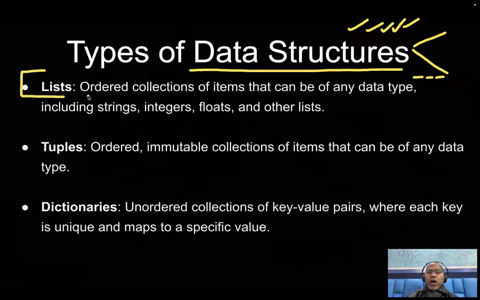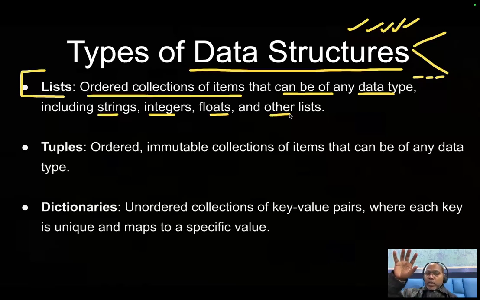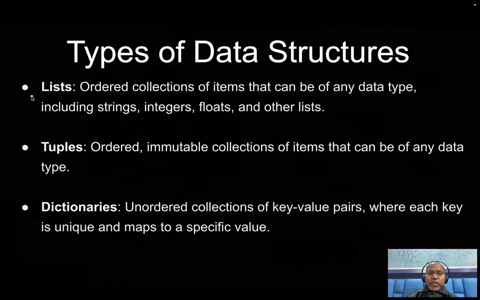So what is the list? An ordered collection of items. Data structure means multiple values. Here we say an ordered collection of items that can be any data types, including string, integer, floats, and others. So whenever you work with a list, that means you are collecting a group of related items. An item is an object, information or data. Data can be any type: integer, float, string, right? So the basic one is the list.